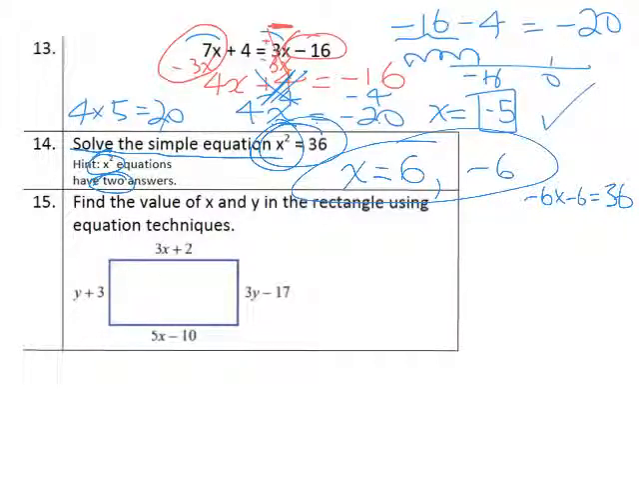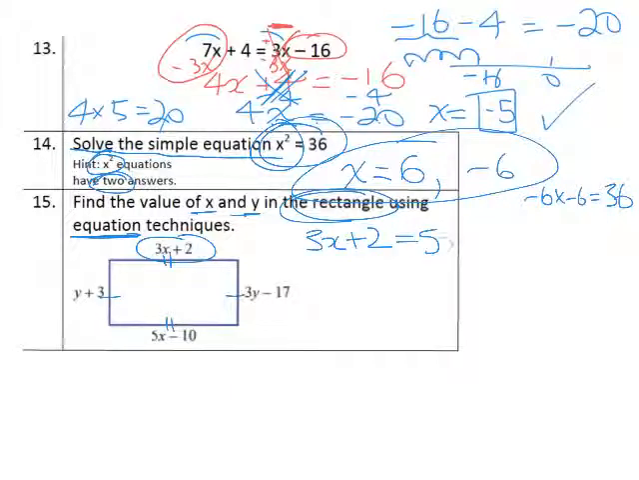Now we're up to the final question for Monday, which is number 15. Find the value of x and y in the rectangle using equation techniques. Now the important piece of information is it says it's a rectangle, which means the sides opposite each other are equal to one another. So if I look at the side up the top, I know that the 3x plus 2 has to equal the 5x minus 10. And that's like an equation which we did earlier in the questions.